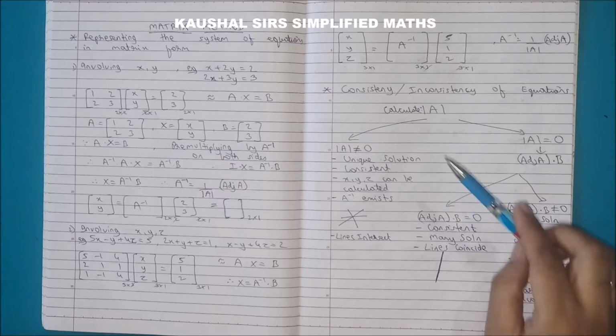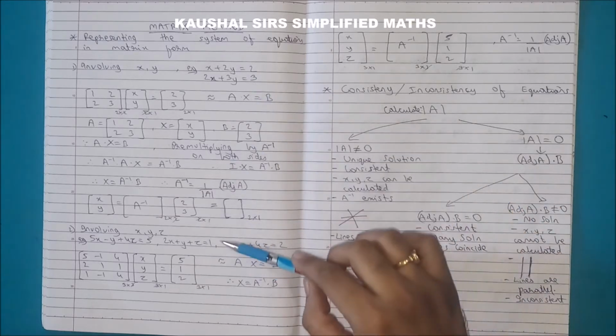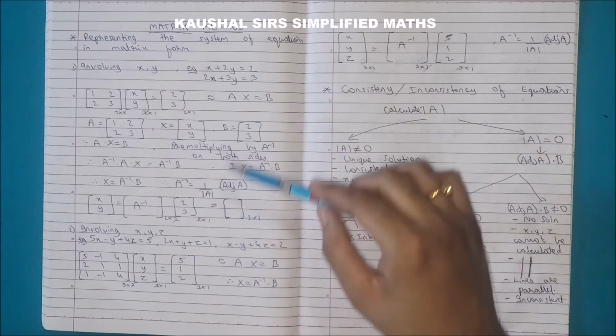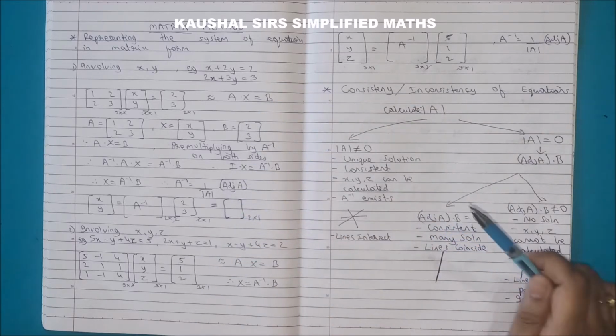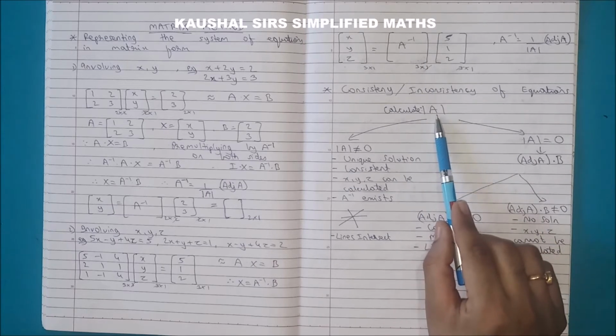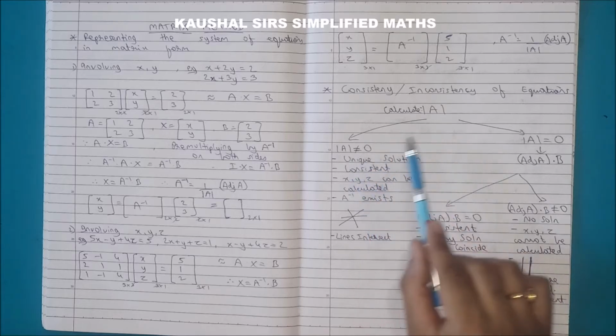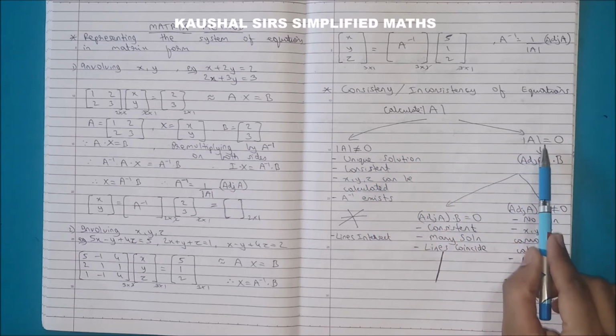Okay, so based on the concept of determinants, we can identify whether the equations are solvable or not, whether the equations are consistent or not. So let us see how to find that. Your first step is you are going to calculate determinant of A. Now there are two possibilities, whether you are going to get determinant of A not equal to 0 or you will get determinant of A equal to 0.